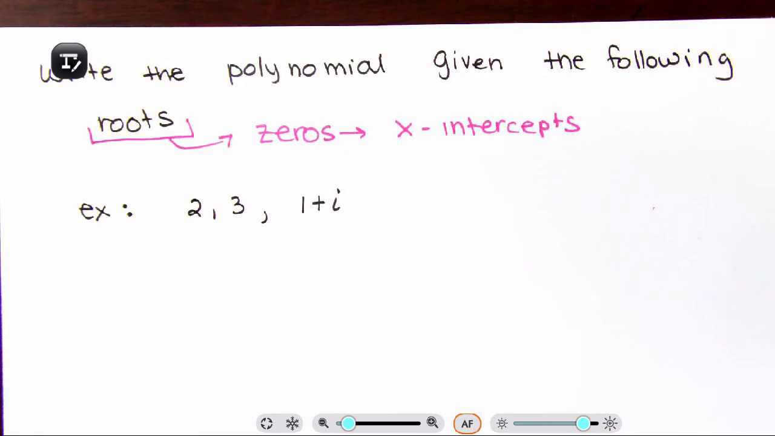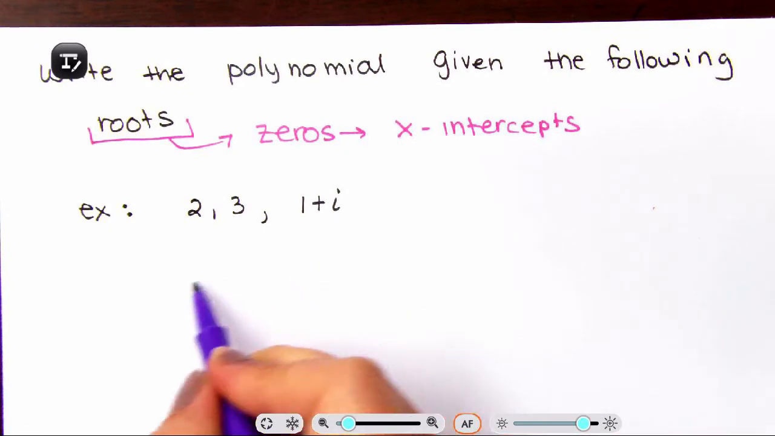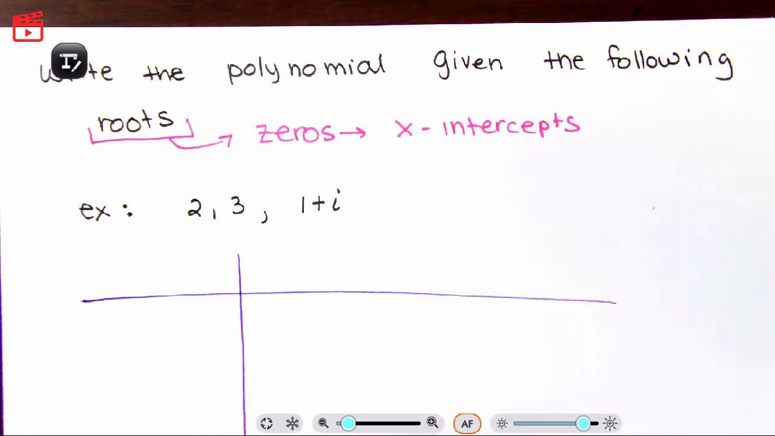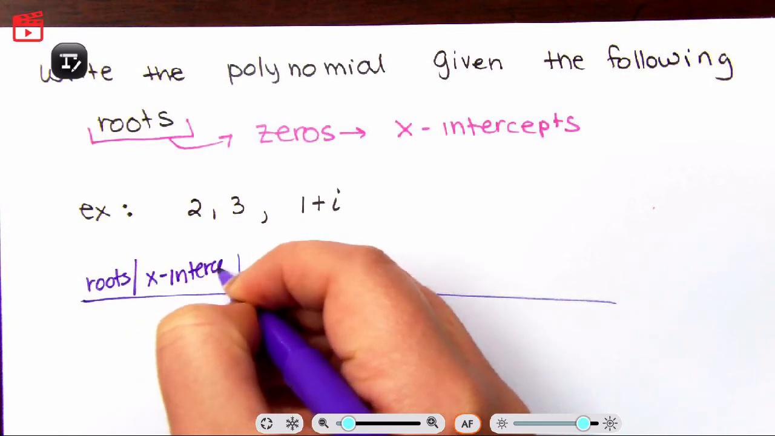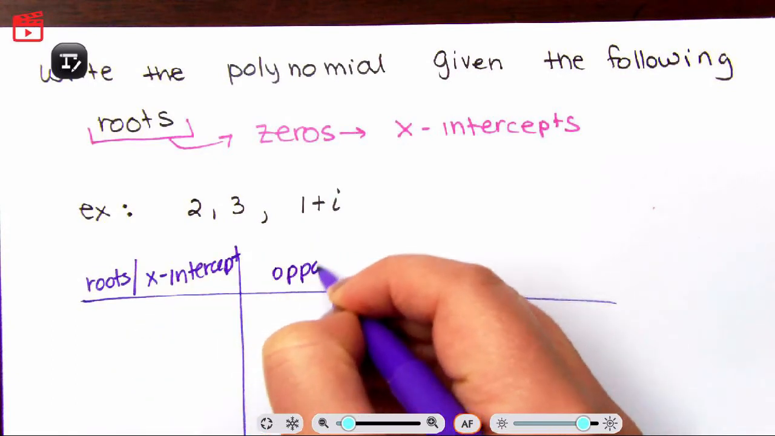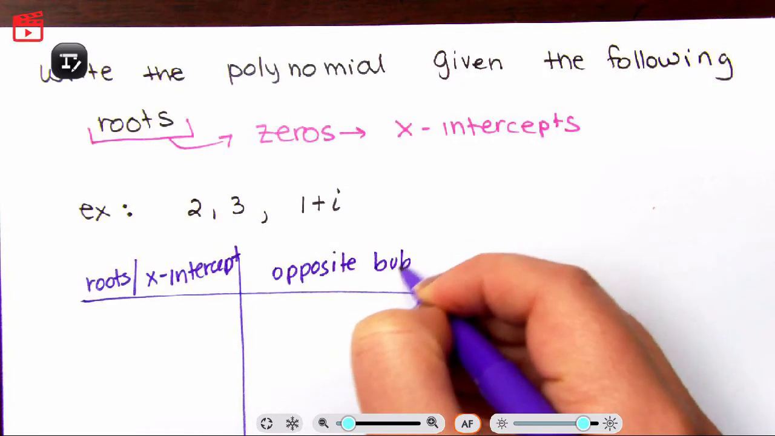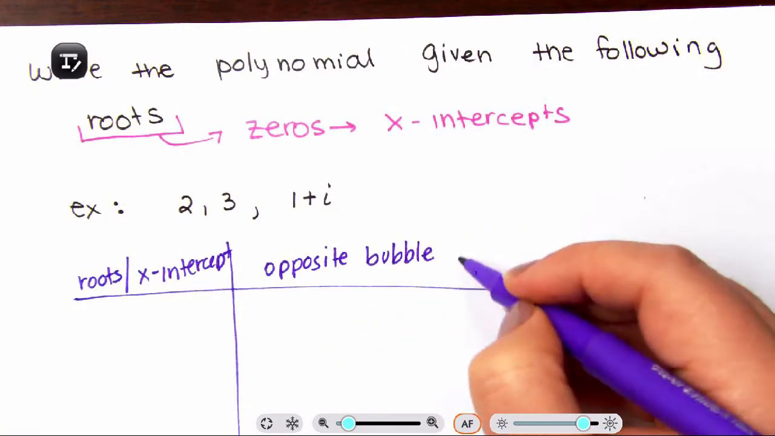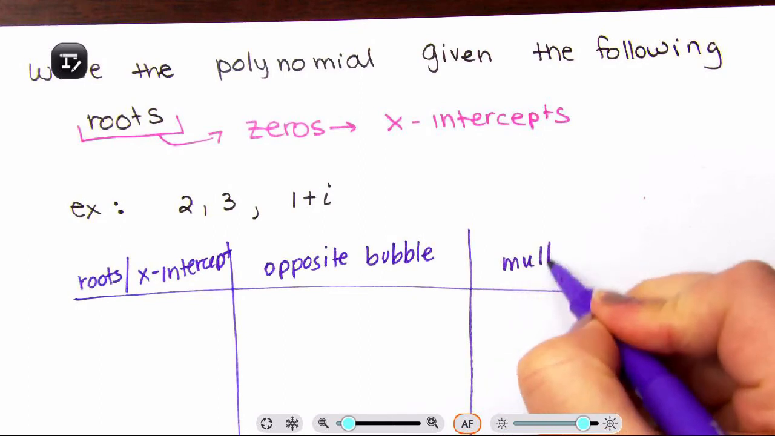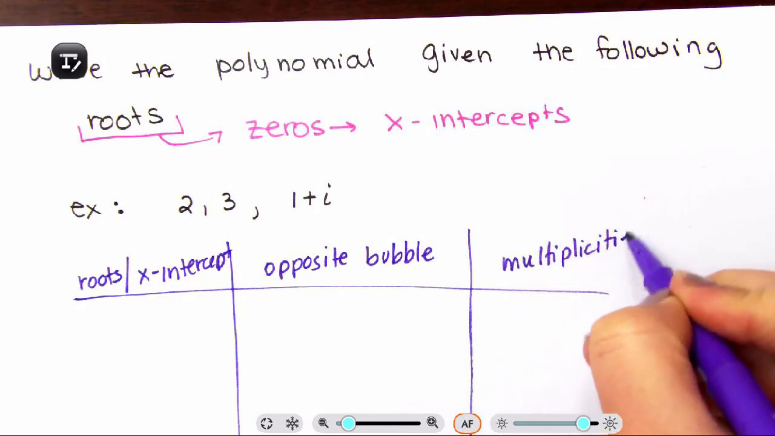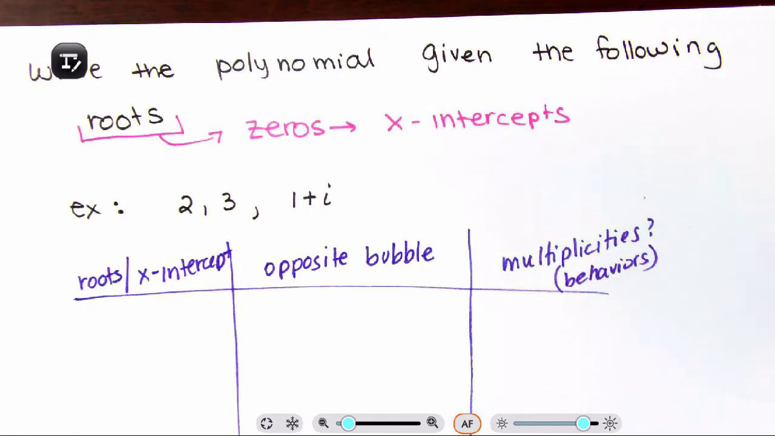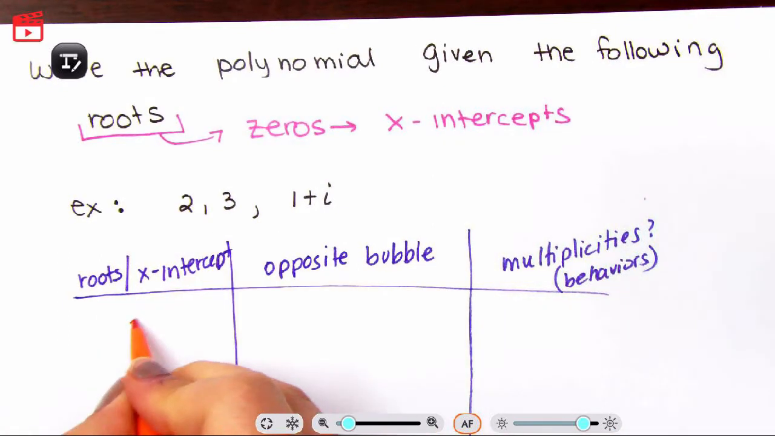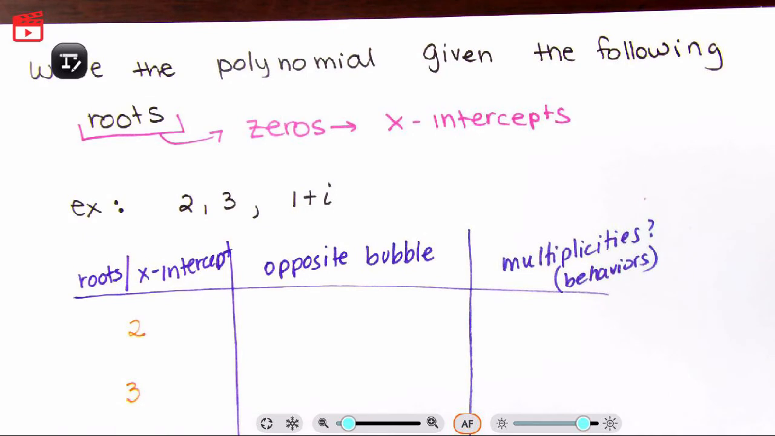So what you're going to do is create that t-chart as you did before. So these are your roots or your x-intercepts. You're going to do your opposite bubble. And you're going to check for multiplicities, for example for end behavior. So is your exponent 2? Is your exponent 1? What's your exponent? So what's my root? I have a root at 2, a root at 3, and a root at 1 plus i.